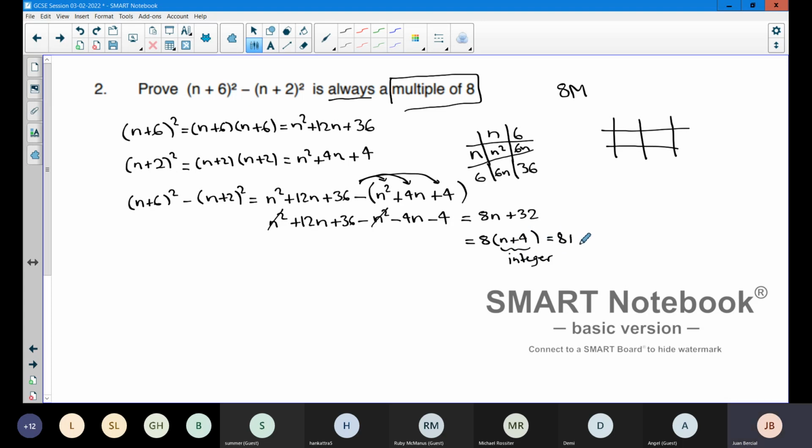So we've got m, and hence it is a multiple of 8. So is that okay? Can I have a show of thumbs up? Are you okay with this?